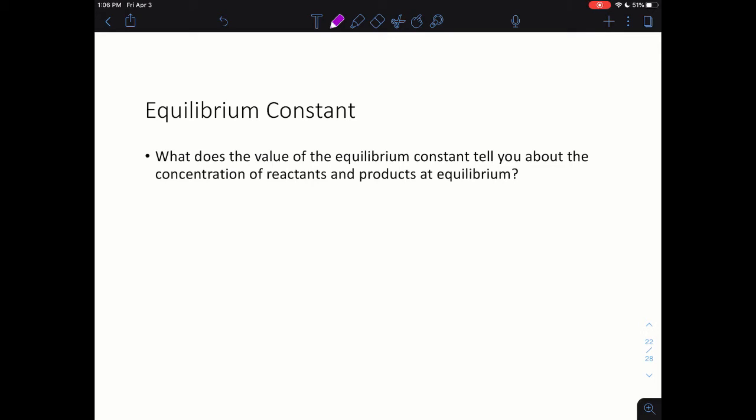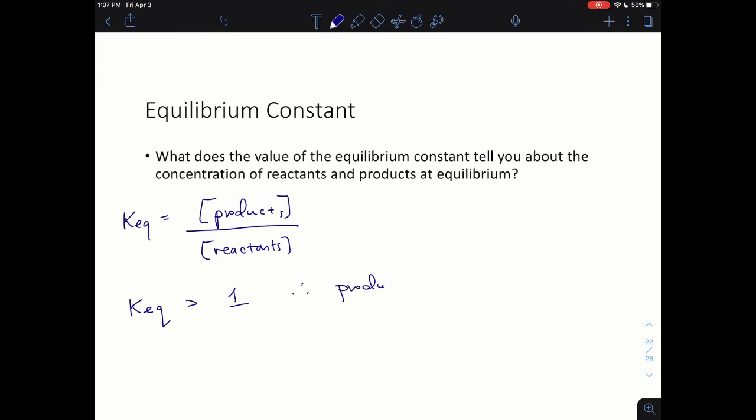Let's just be absolutely sure that we remember what the value of the equilibrium constant tells you about the concentrations of reactants and products at equilibrium. The equilibrium constant is equal to the ratio of the concentrations of the products over the reactants at equilibrium. When the equilibrium constant is greater than 1, the products are favored. You have more products than reactants. When the equilibrium constant is less than 1, the reactants are favored at equilibrium.